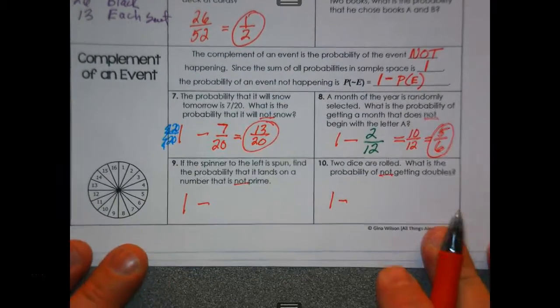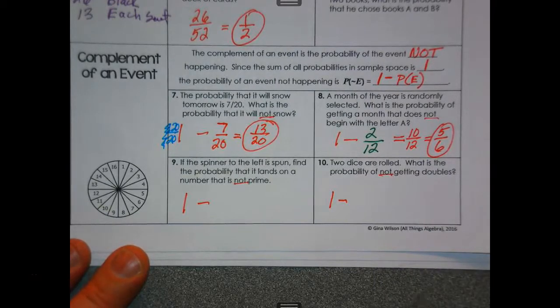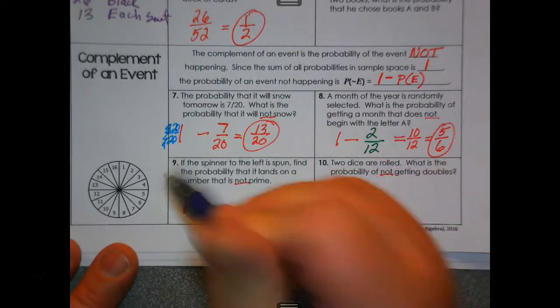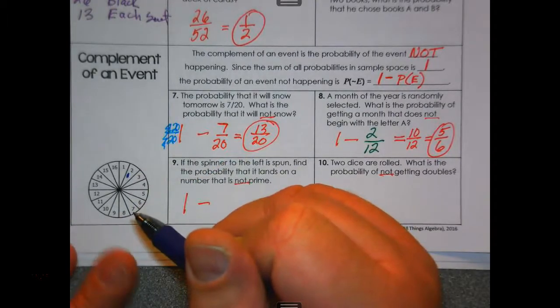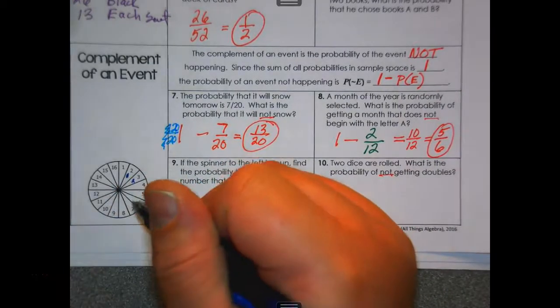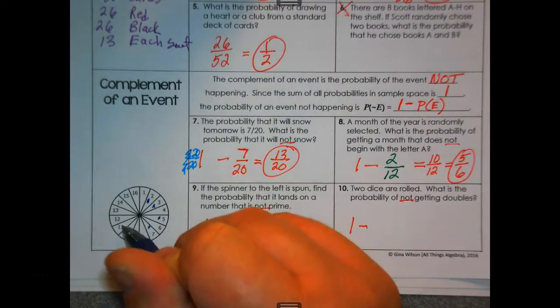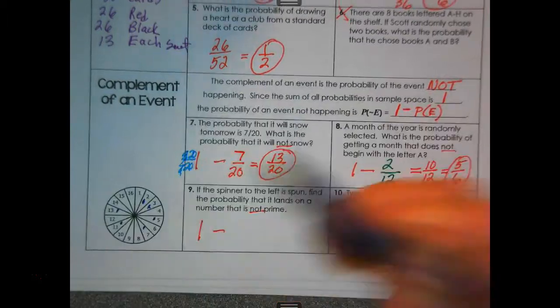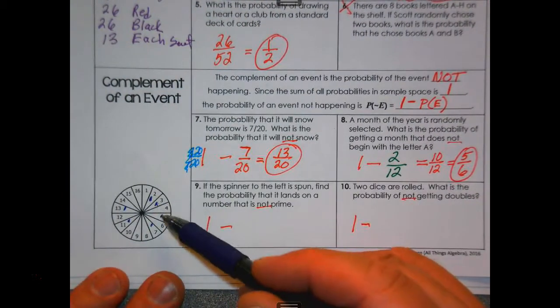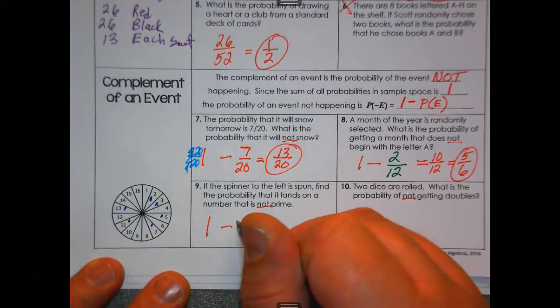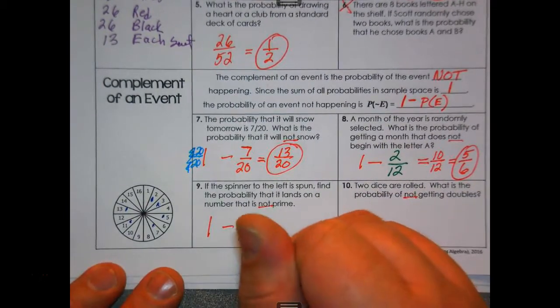Hour. Number 9. All right, spin it to the left, it's spun. Find the probability that it lands on a number that is not prime. So, numbers that are prime: 2, 3, 5, 7. I'm looking up here at my list. 11, 13. 1, 2, 3, 4, 5, 6 out of 16.